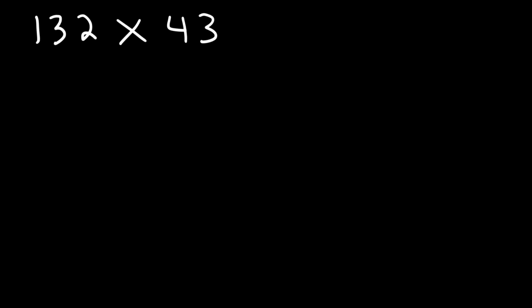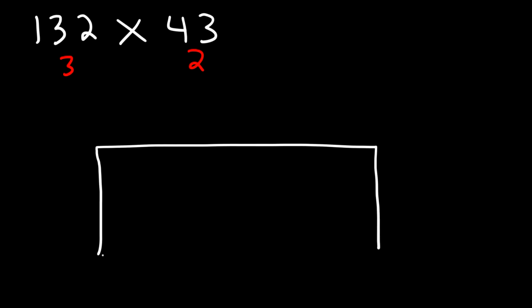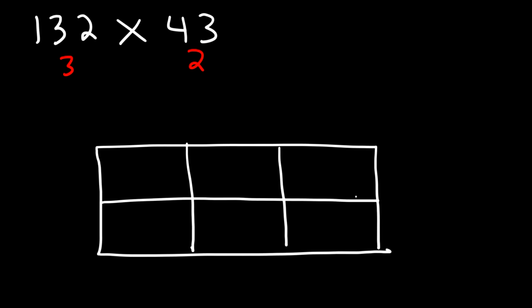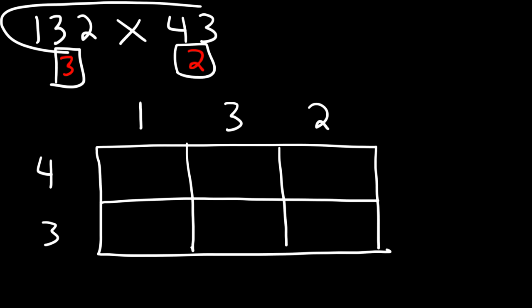Now for this example, the first number has 3 digits, the second number has 2. So we need 3 columns and 2 rows, or you could say 3 rows and 2 columns. The order really doesn't matter. So I'm going to use 3 columns and 2 rows. So the first number has 3 digits, 1, 3, 2. And the second number has 2 digits, 4 and 3. And so that's how you can tell how many rows and columns you need. It's based on the number of digits of those two numbers.